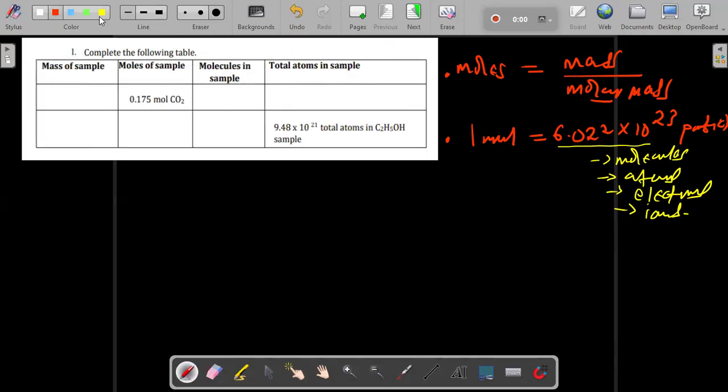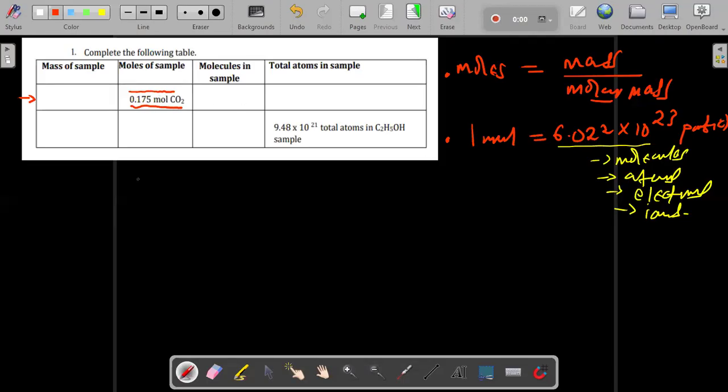Once we know these two relationships, we can come to this table and try to fill it in. In the first row, we've been given 0.175 moles of carbon dioxide. The number of molecules we have nothing, the number of atoms nothing, even the mass nothing. But since we've been given the moles of carbon dioxide, we can use that to find the mass, the number of molecules, and the number of atoms.